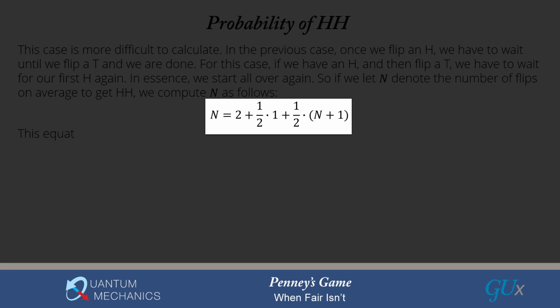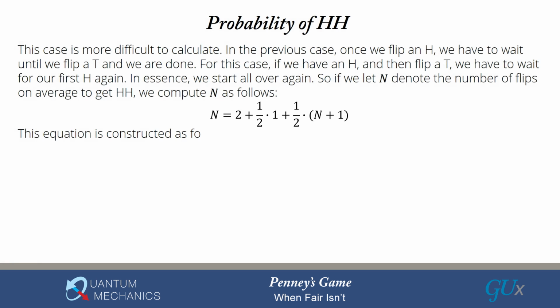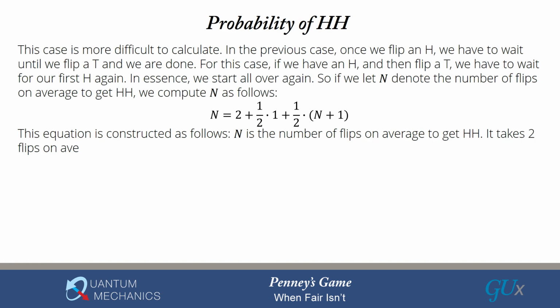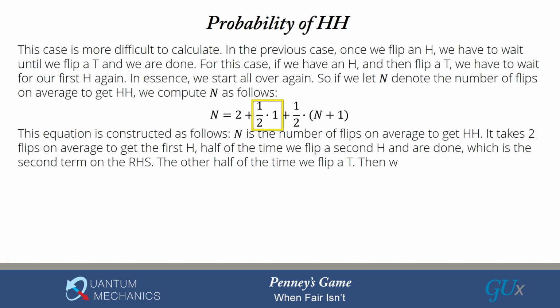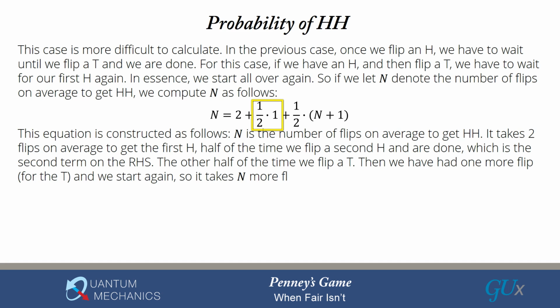Now let's see if we can understand where each of those different terms occur. And notice there's an n on both sides, so we're going to ultimately get an equation for n that we have to solve. Well, n is the number of flips on average to get HH, so that's the number that's going to be on the left-hand side. How do I determine what it is? Well, it takes 2 flips on average to get the first H, and then half of the time it takes 1 more flip to get the second H. And then we're done. So that determines what happens half of the time.